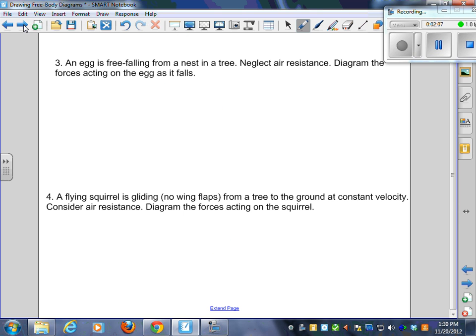An egg is free falling from a nest in a tree. Neglect air resistance. Diagram the forces acting on the egg as it falls. Is there anything else? No, there is not. Why not? It's just falling, it's not sitting on a surface. In fact, is this one accelerating? Yes, there's a net force. It's accelerating, it's changing its speed.